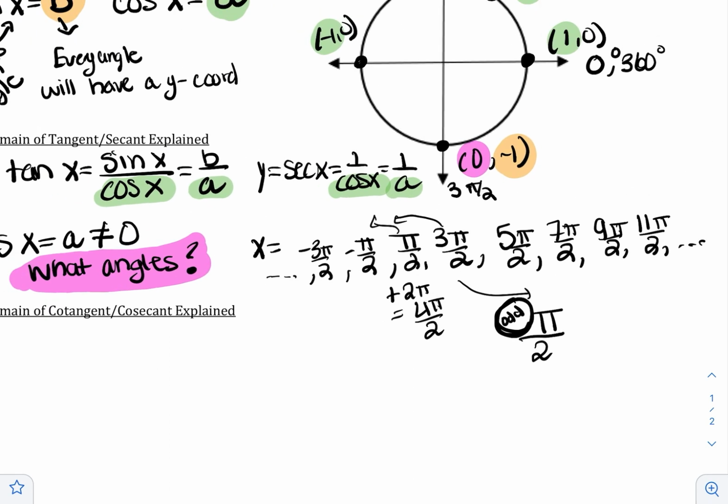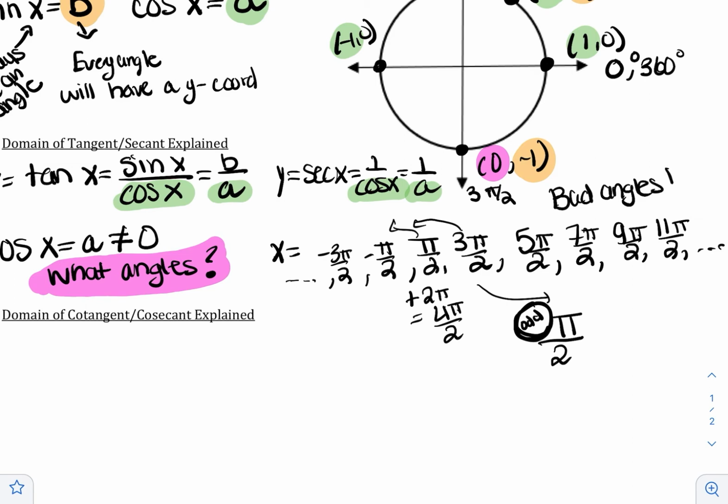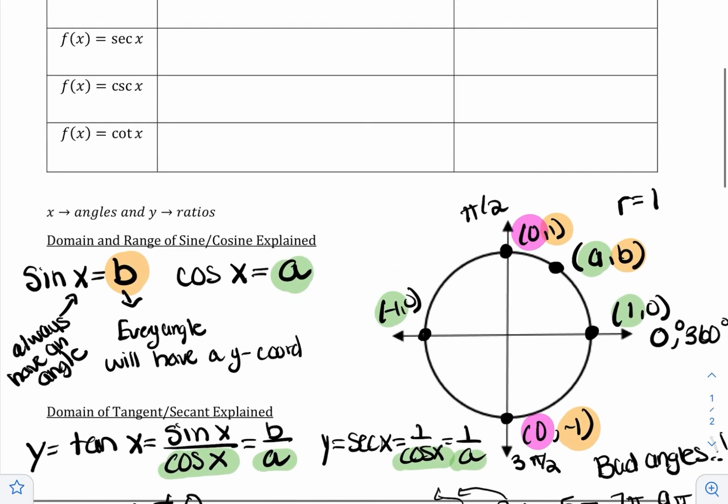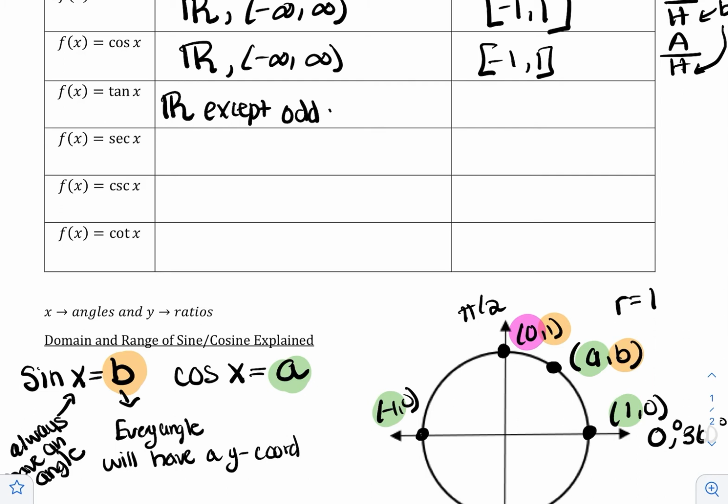These are odd. So these are the bad angles for tangent and secant. These are the ones that make them undefined. So x cannot be these angles. They can be anything but that. These are the ones that they can't be, but they can be anything else. So the way that we write that is that it's all the real numbers except the bad angles, which are odd multiples of pi over 2.